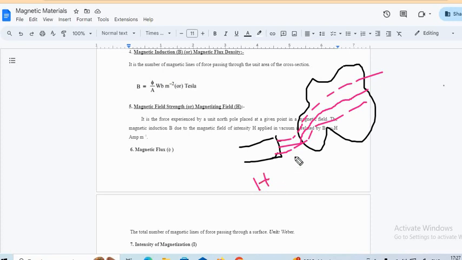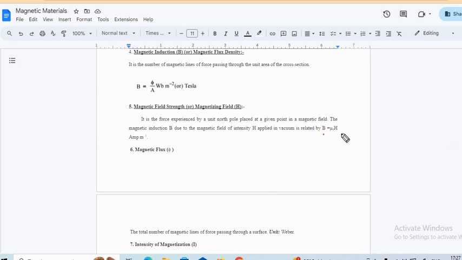Due to this applied field, the dipoles inside the magnetic material will be affected. The number of lines of force so affected is given by B. This is called the induced magnetic field. So this is B and this is H. The relation between B and H is given by B = μH, where μ is the permeability of the magnetic material. This is the calculation of the lines of force, one can say.